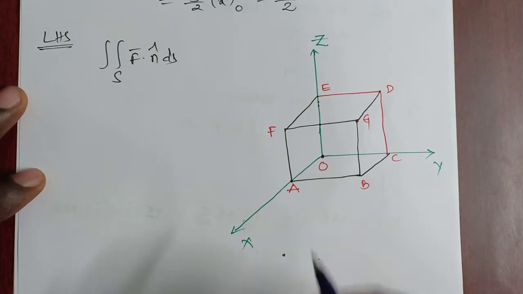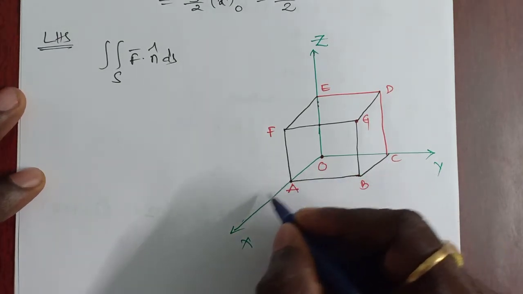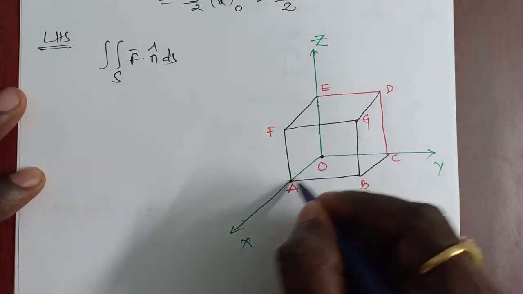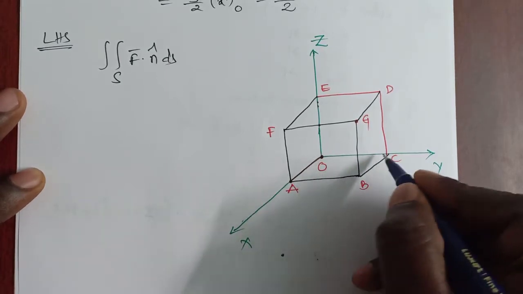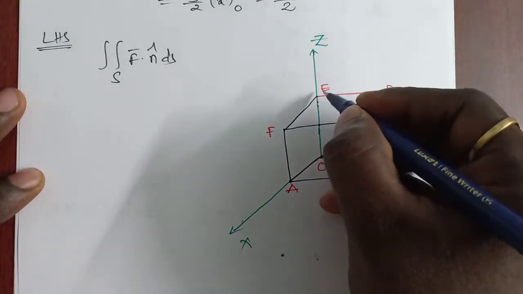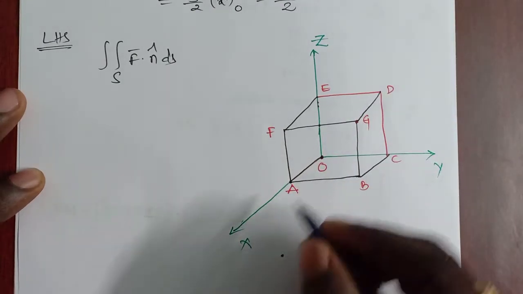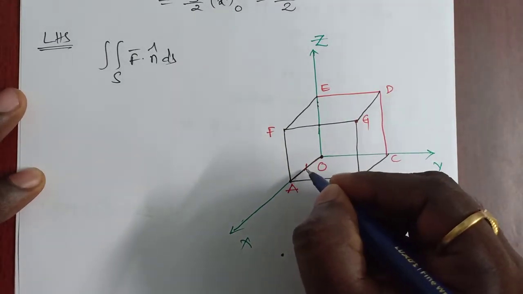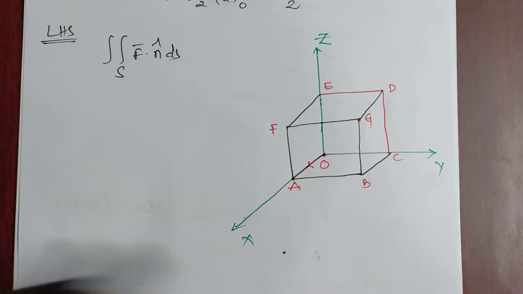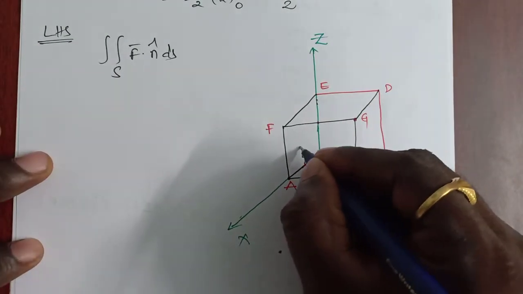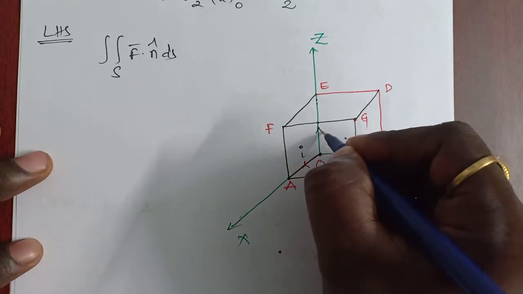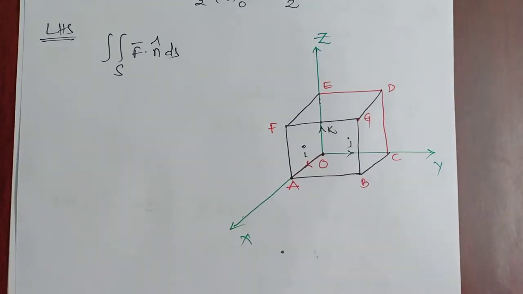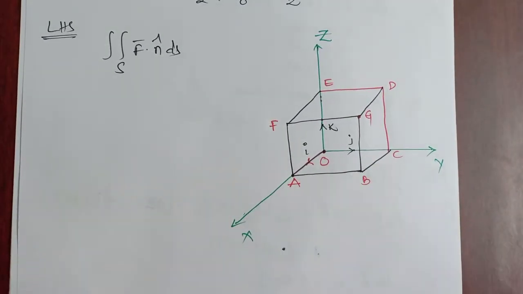Now, this line represents x equal to 1, and this line represents y equal to 1. And this is z equal to 1. So clearly it is on the x-axis, which is nothing but an i vector, a j vector, and a k vector. So please observe this cube. We have 6 faces.